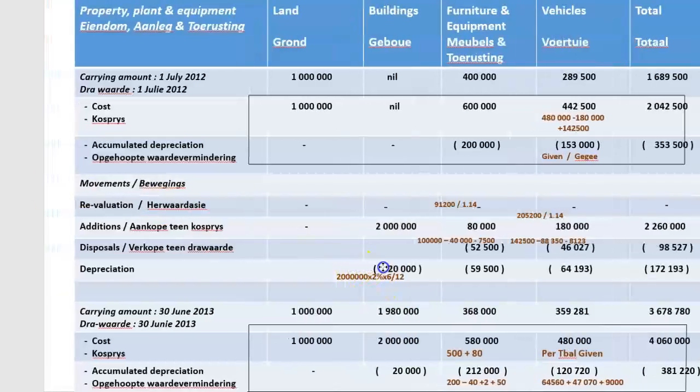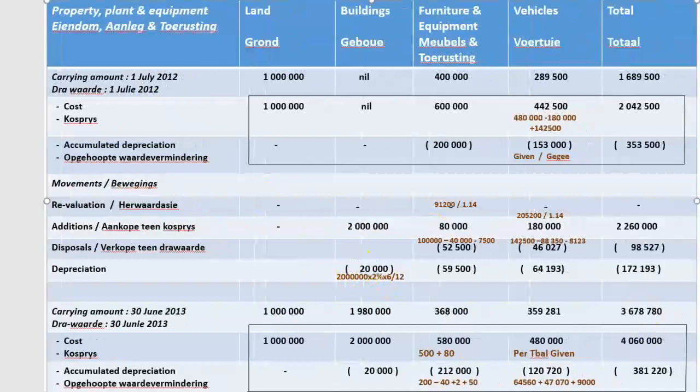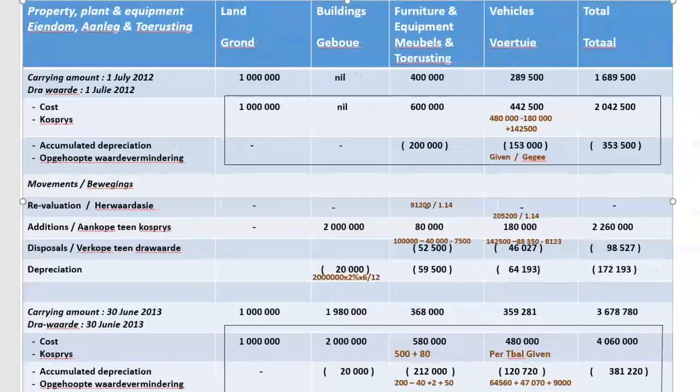So at the end of the year, what was the cost price of the buildings? The cost price of the buildings was the acquisition price of R2 million. The accumulated depreciation will only be equal to this one year's depreciation of 20,000 Rand, and that will then give us a total carrying value there of 1,980,000 for the year.